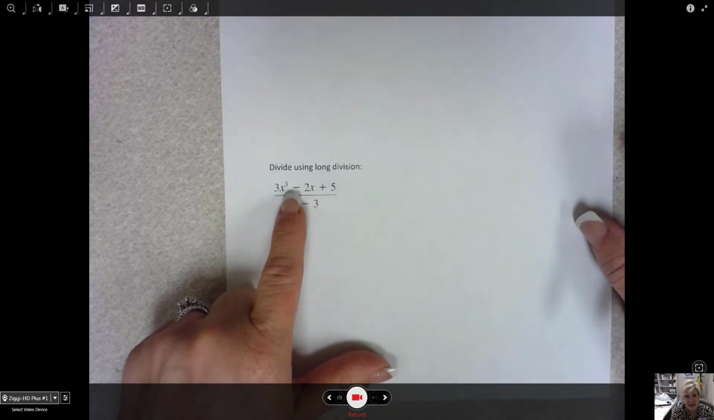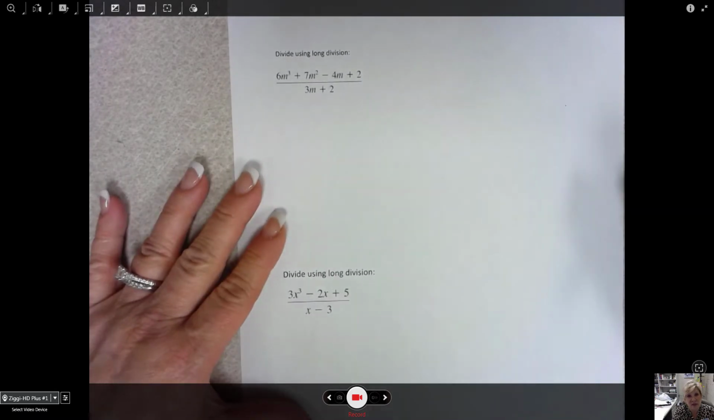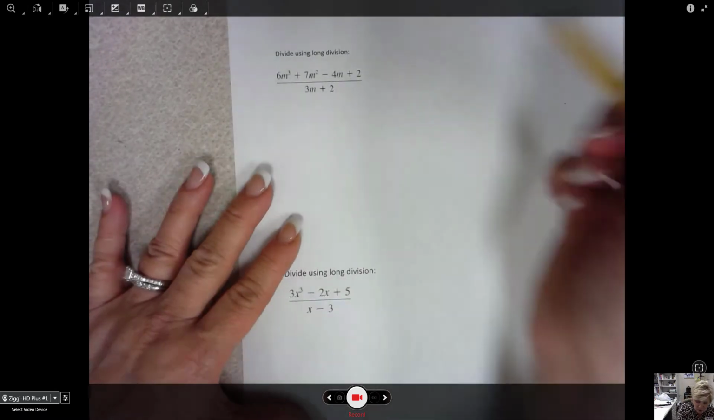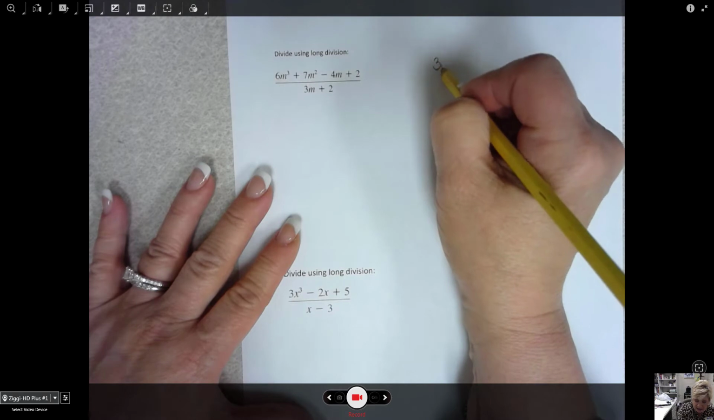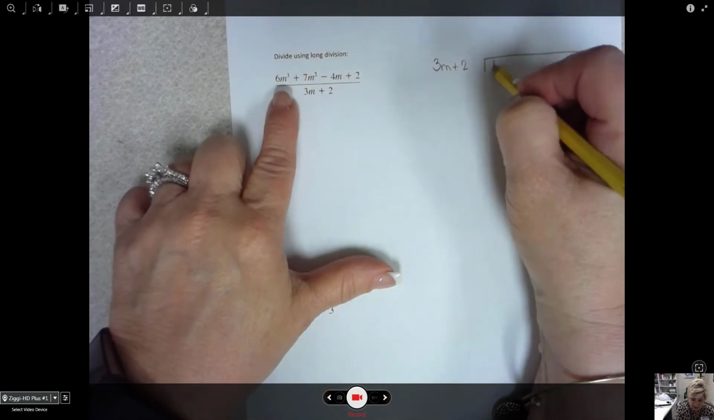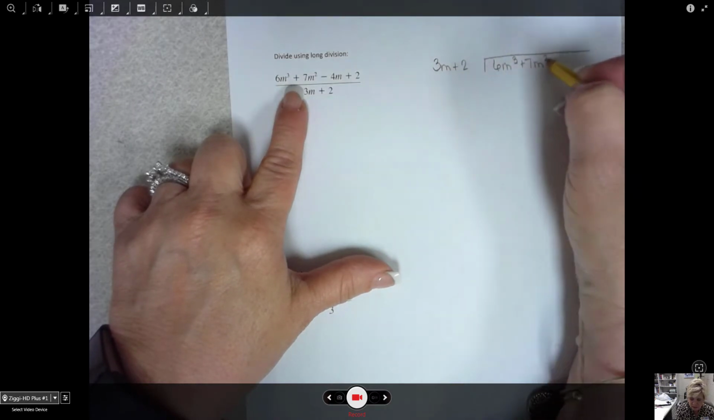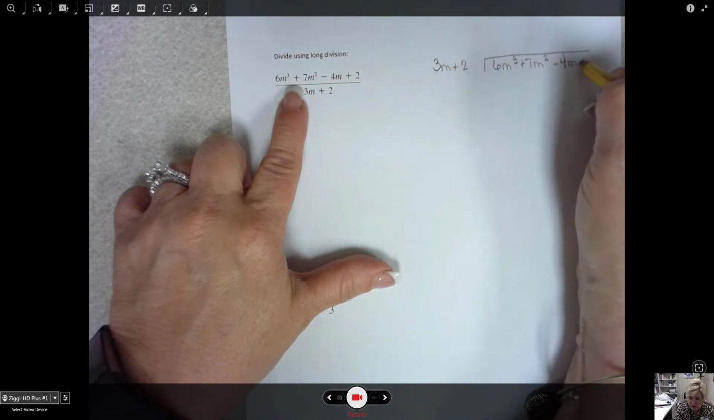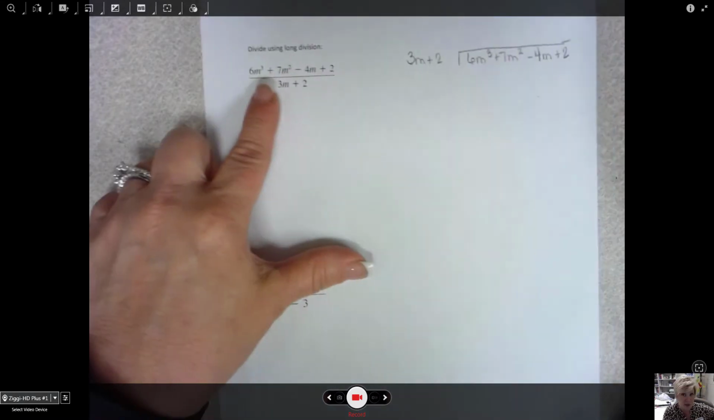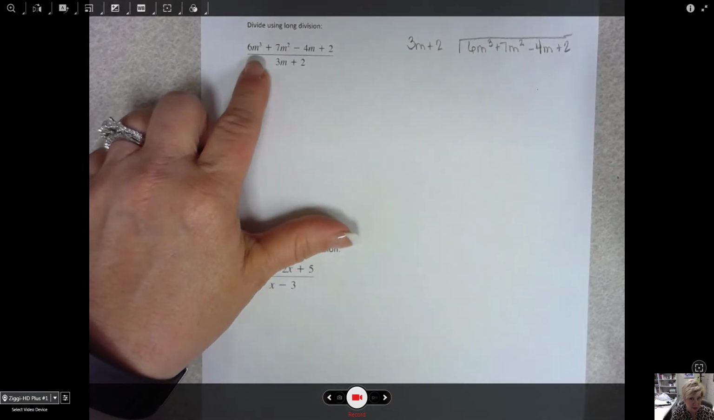So your second example in your listening guide shows what we do with those missing terms. So we'll do that when we get to this example. So let's work these two together. First of all, we're going to write them as a standard division problem. 6m cubed plus 7m squared minus 4m plus 2. So I've checked, and like we said just a second ago, there's no missing exponents.